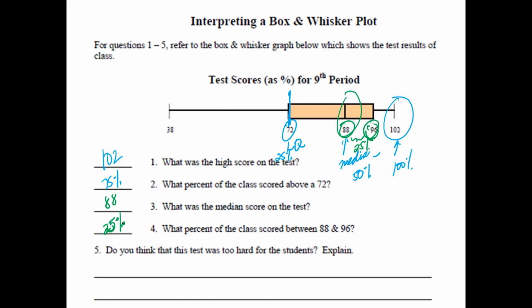Question number 5. Do you think this task was too hard for students? Go ahead and explain. I would say no, because if 75% of the students scored above a 72, it looks fairly easy. The majority of the students scored towards the right side, which is generally in their favor. So I would say it's too easy.